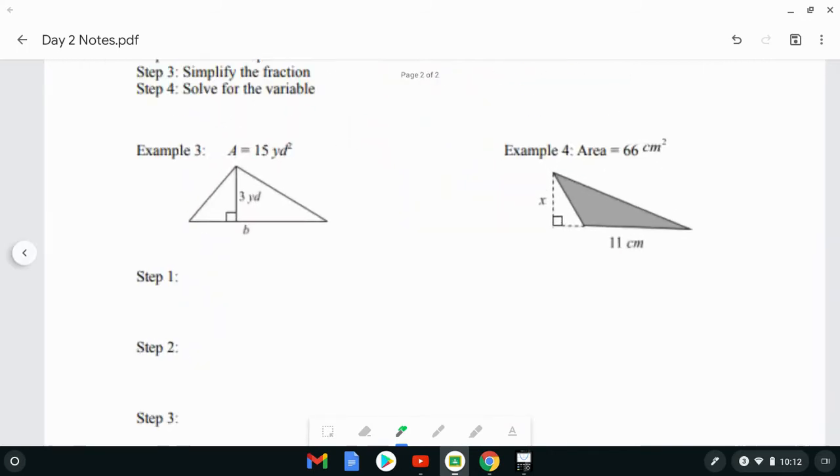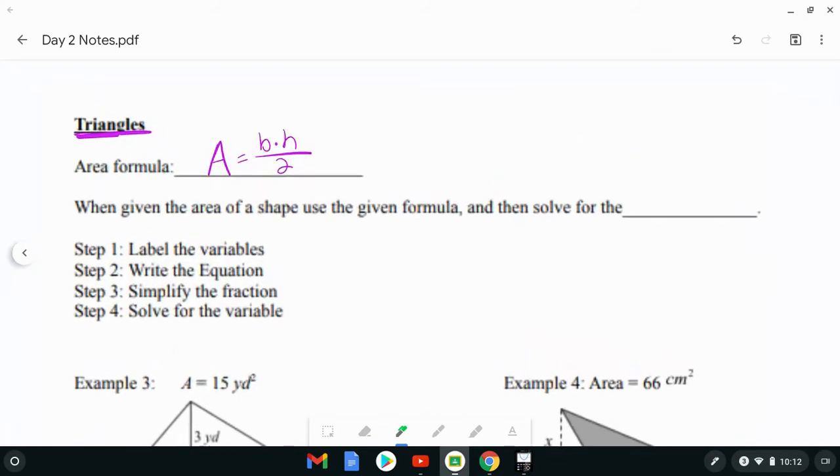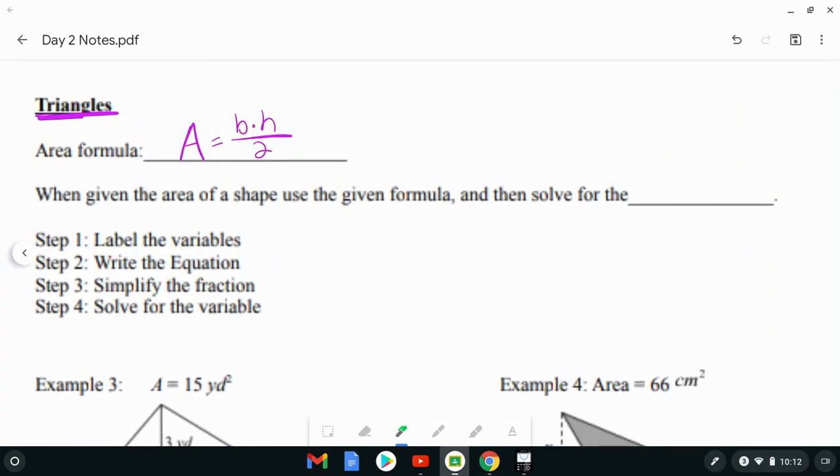On the next page, we're going to go ahead and do the same concept, but this time we're going to talk about triangles. So let's bring that triangle formula back. Don't forget, here it is. You should have it. That's the area formula of a triangle. Now, again, we're given the area of the shape. That's what we're given. And we're going to use that formula above to then solve for the variable.